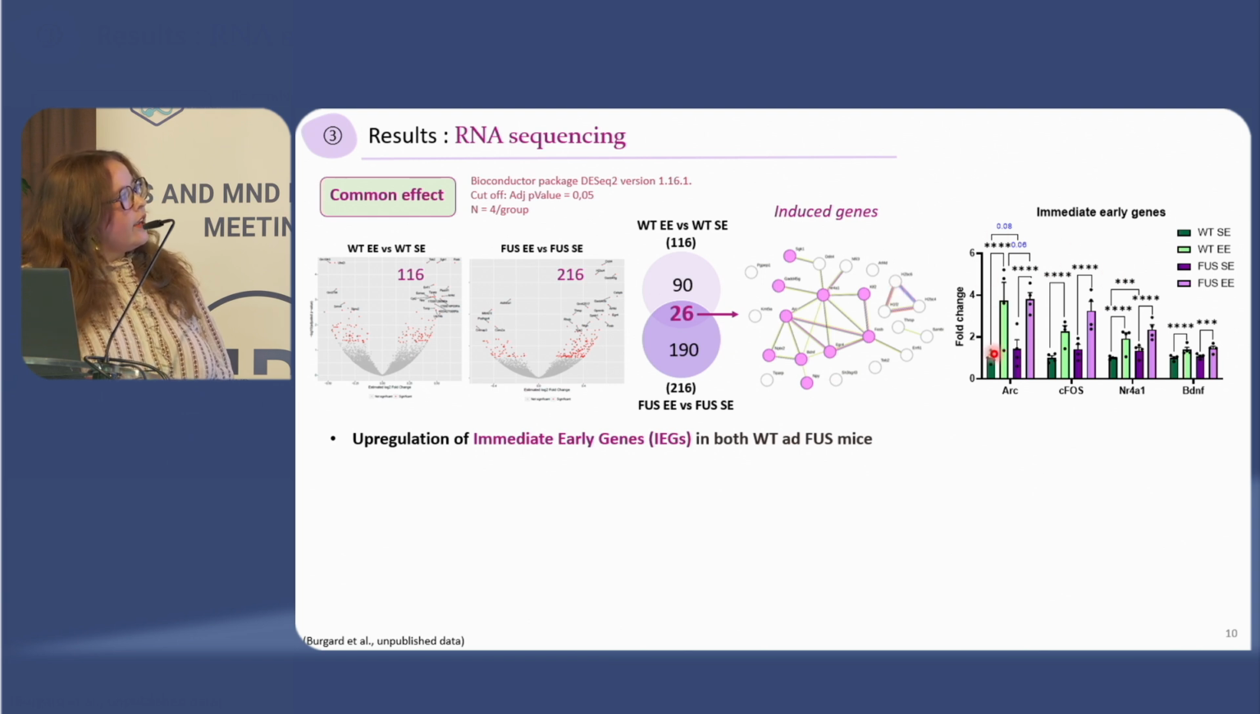And we can interestingly see that we have a very big induction of immediate early genes in both genotypes, wild type and FUS mice.